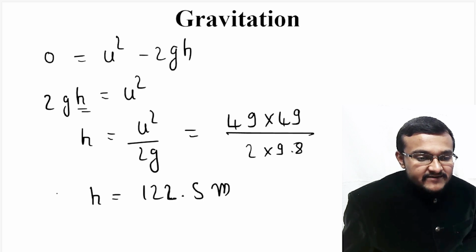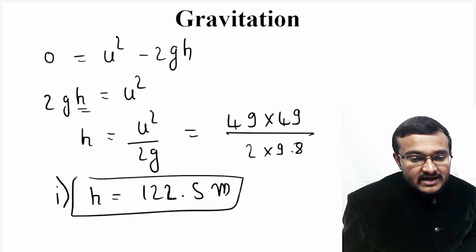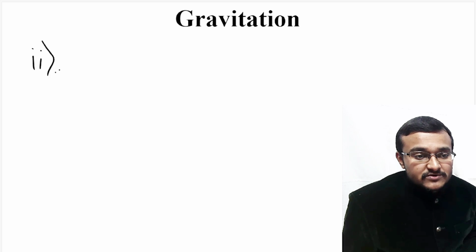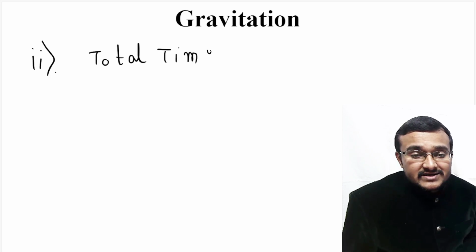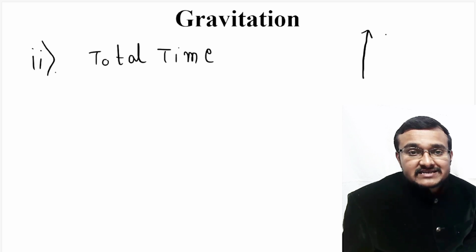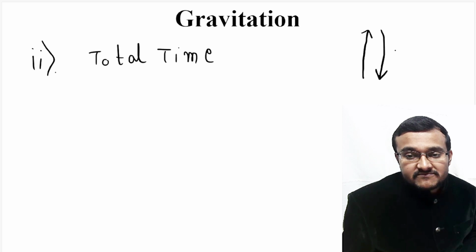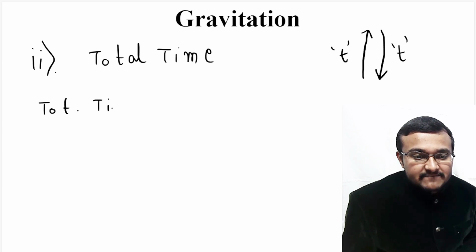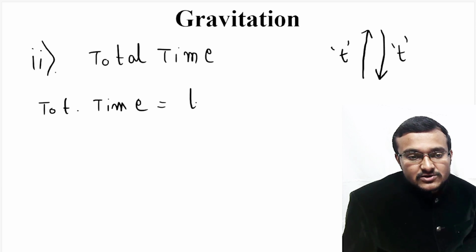So this is the answer to the first part of the 13th question. Now you have found the height as 122.5 meter. Now in the second part you have to calculate the total time. That means the total time is the time where the ball has reached that particular maximum height and come back onto Earth's surface. So t plus t you have to take. That will be your total time. So the total time is equal to t plus t, that is equal to 2t.